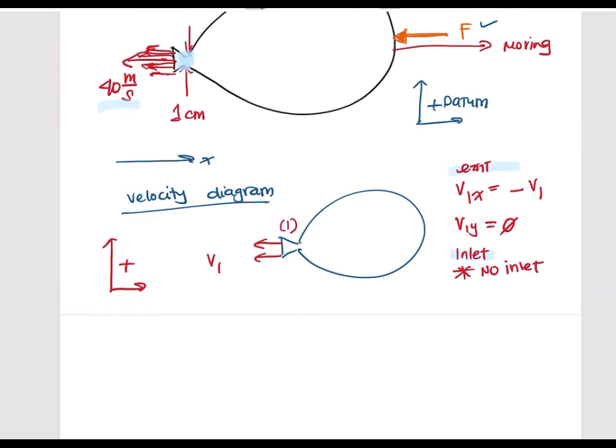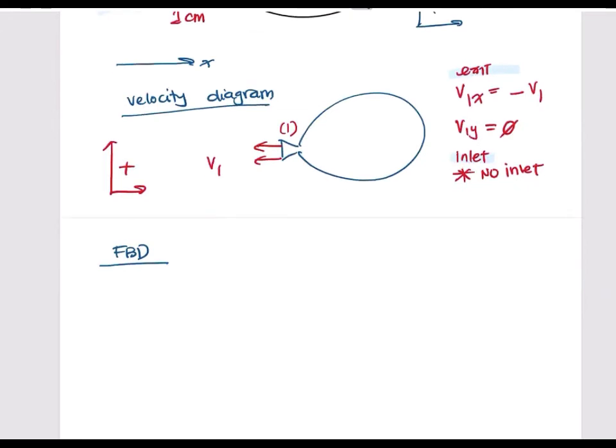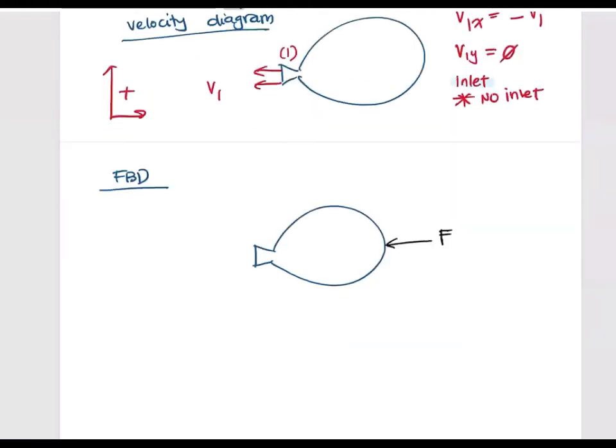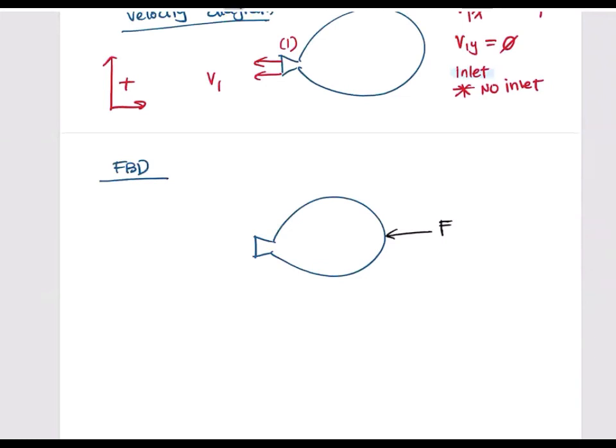Okay, so we're also going to do our free body diagram, where we have, again, our balloon. We have our force acting onto the balloon here, and at this point, we know that this is still 1, we know that this is exiting to the atmosphere.